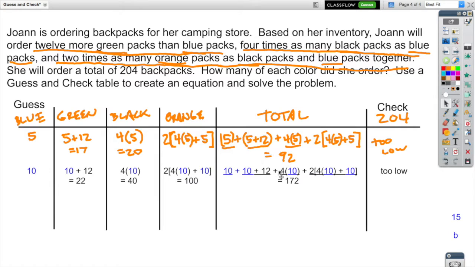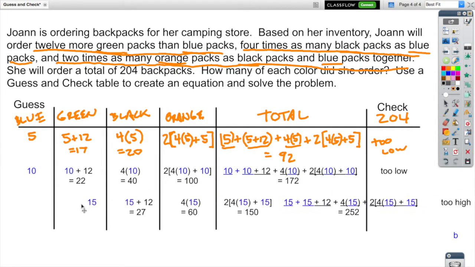Okay, and once again, I've underlined things. So here's the blue. Underlined here, there's the blue backpacks. All this underlined is the green backpacks. This underline is the black backpacks, and all of this is the orange. We're just taking this, this, and this, putting it all together, and we get 172, still too low. All right, here's what the next one would be. Let's say I guess 15.